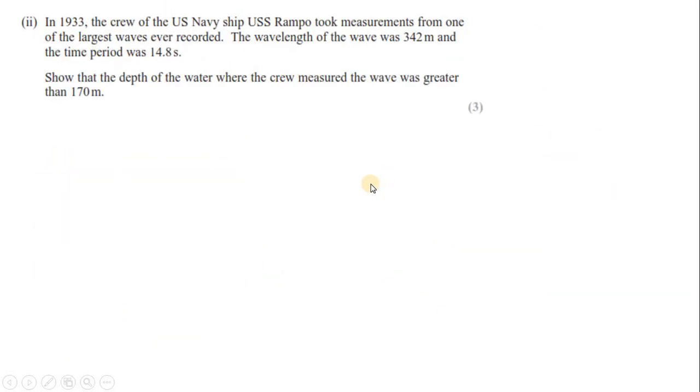In 1933, the crew of the US Navy ship USS Ramapo took measurements from one of the largest waves ever recorded. The wavelength of the wave was 342 meter and the time period was 14.8 seconds. Show that the depth of the water where the crew measured the wave was greater than 170 meter. So the idea is we need to figure out the speed of this wave with the given numbers and compare this speed with the speed for shallow or deep water.